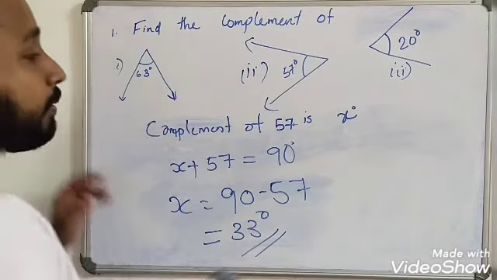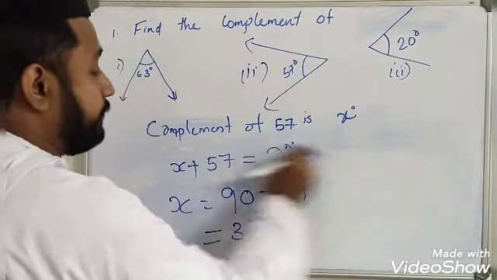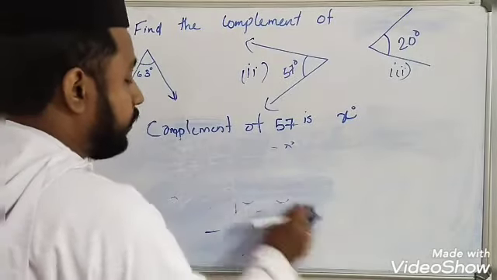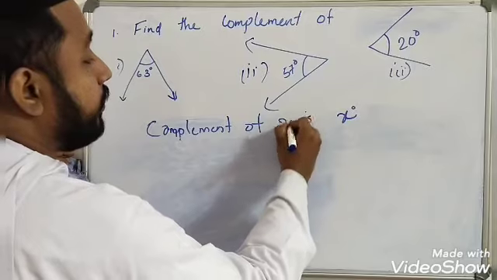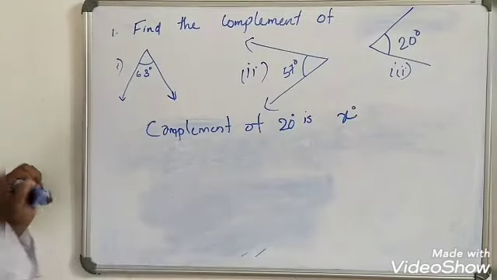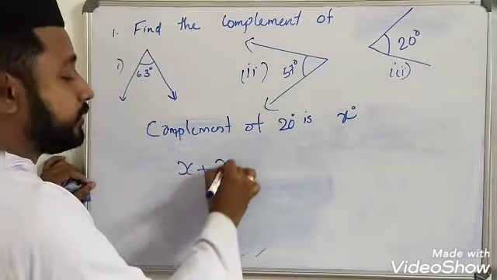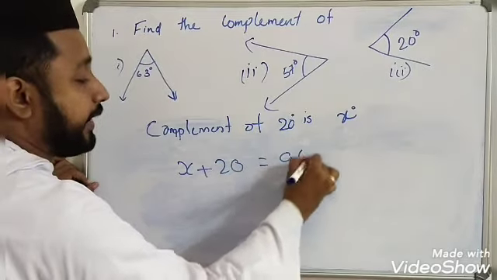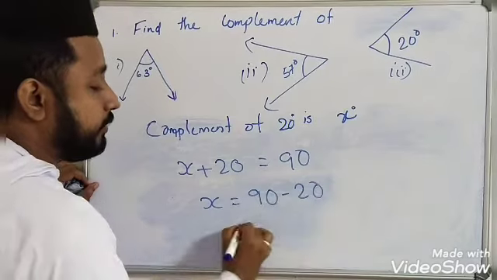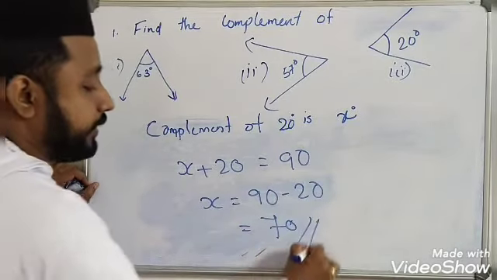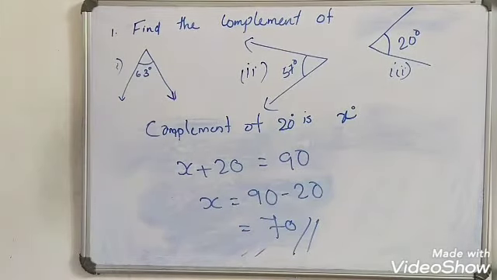Third question, complement of 20 degree. Complement of 20 degree is x. So x plus 20 is equal to 90. X is equal to 90 minus 20, which is equal to 70. So complement of 20 degree is 70 degree.